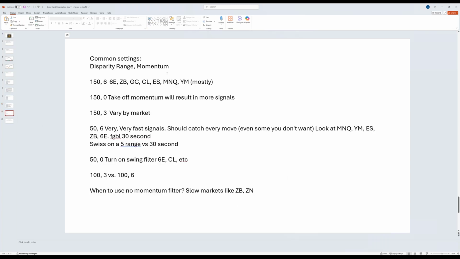Now, before I get into some of the charts, we'll come back to this. These are the common settings that you would use, like 150 disparity range, which is the default setting, right? Which is set for most markets, 150 and 6. Then I'm going to show you the range of 150 and 0, 0 meaning no momentum, 150 and 3, and 50 and 6. 50 is the lowest disparity range, with 6 the highest momentum.